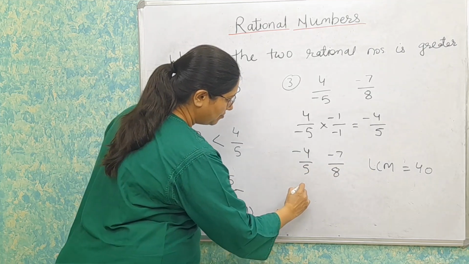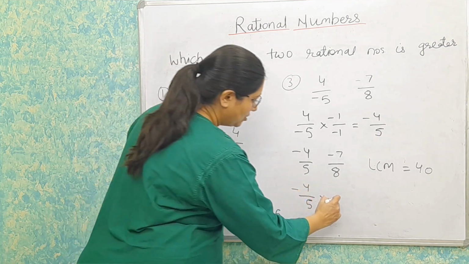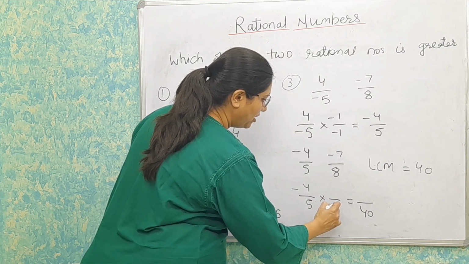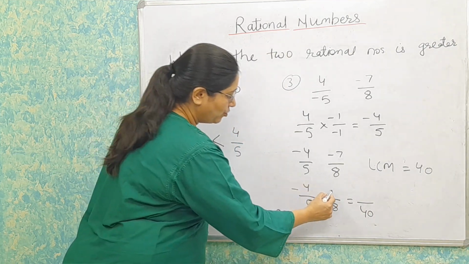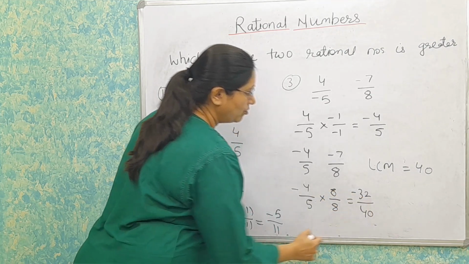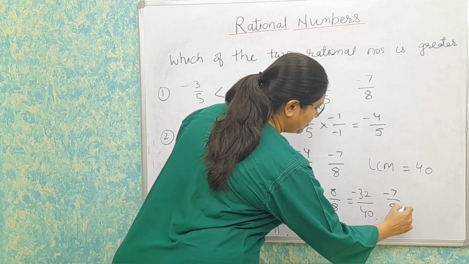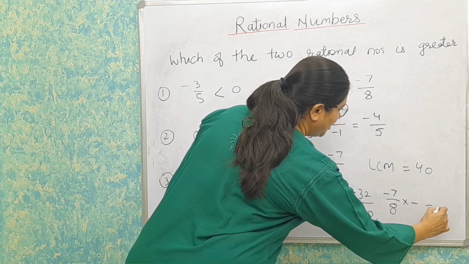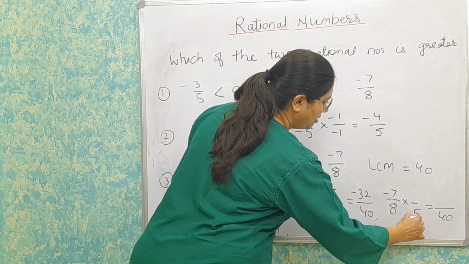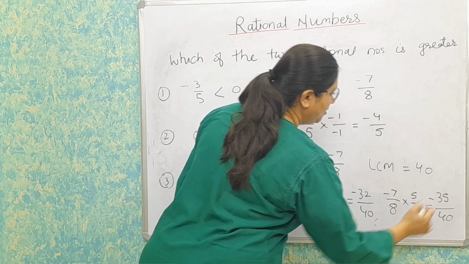So first, minus 4 upon 5. I have to multiply 5 with a number so that it becomes 40. And you know that 5 8s are 40. Again I will multiply minus 4 with 8 and it will be minus 32. Now our second number, minus 7 upon 8. Again I will multiply 8 with a number to make it 40. And 8 5s are 40. Again I will multiply minus 7 with 5 and this is minus 35.